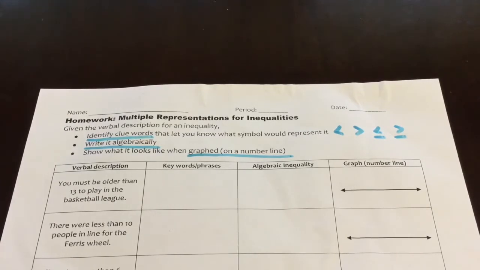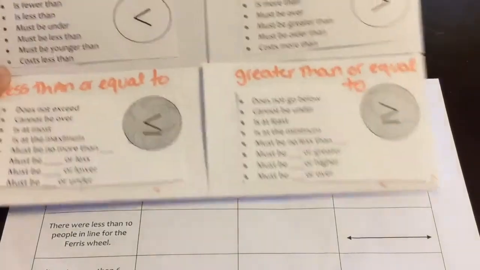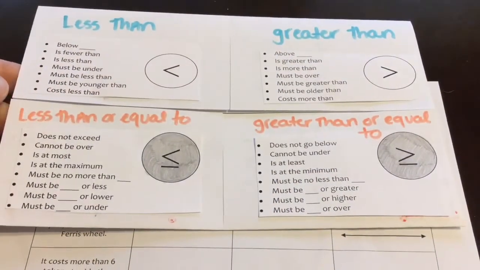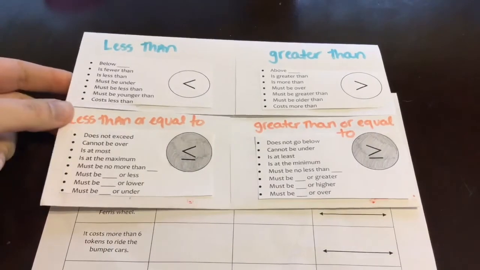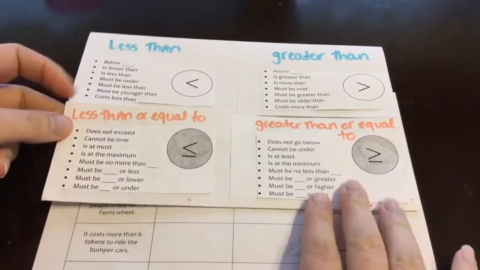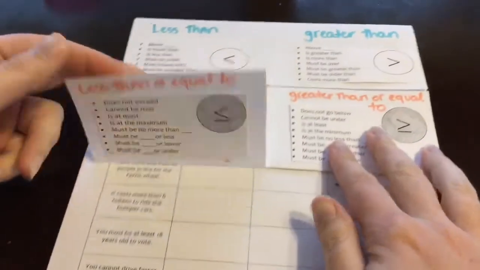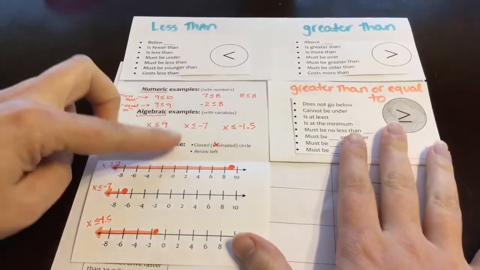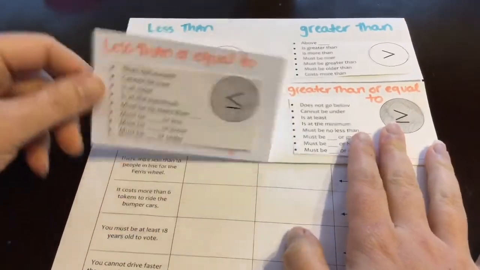It would also be great to have this resource available from class notes because it has some words and phrases that you could match with a symbol and then get a little bit of a refresher about what the graph should look like and how to write it algebraically.